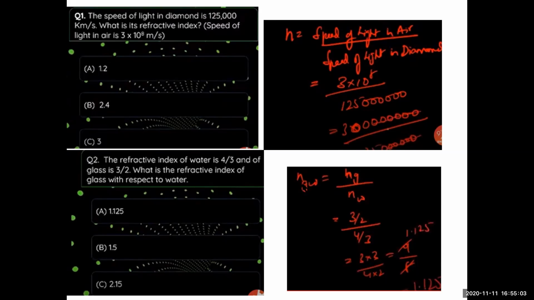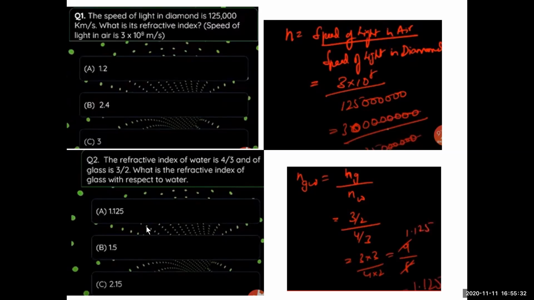The relative refractive index of glass with respect to water is equal to Ng by Nw. Ng, for glass, the refractive index is 3 by 2, and for water, the refractive index is 4 by 3. Okay, now taking the denominator up, 3 into 3, 9, divided by 4 into 2, 8. That gives us 1.125. So A is the correct answer.